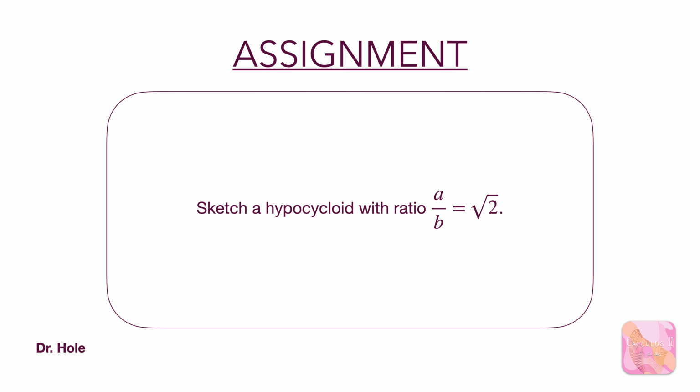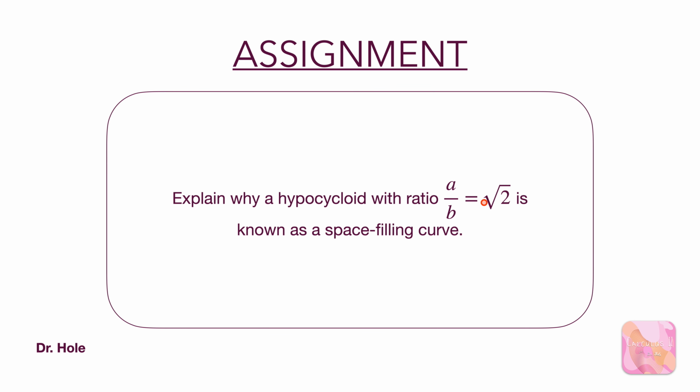So try that with this ratio, A over B equals rad 2. You can pick your favorite A value and then solve for B. And then when you do that again, because rad 2 is an irrational number, you should produce a space-filling curve. See if you can put words down to explain what is happening. Excellent.